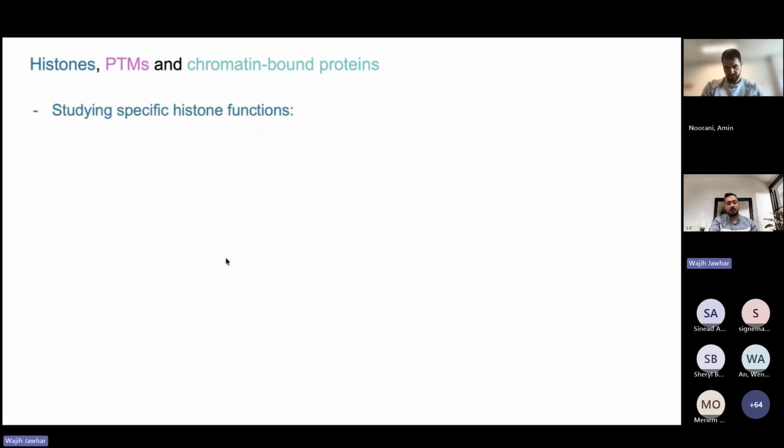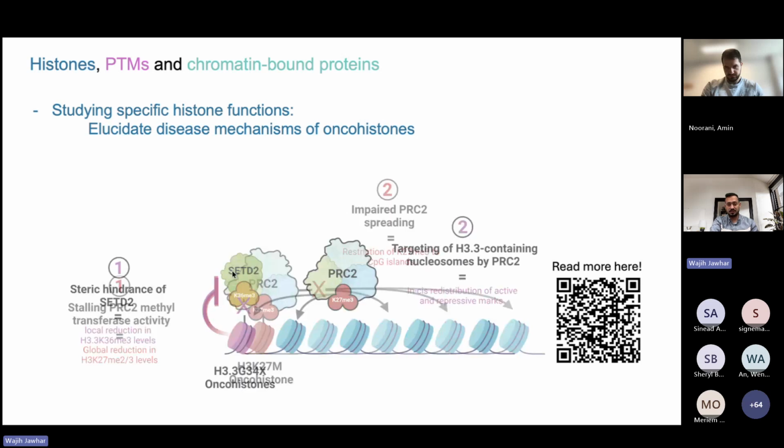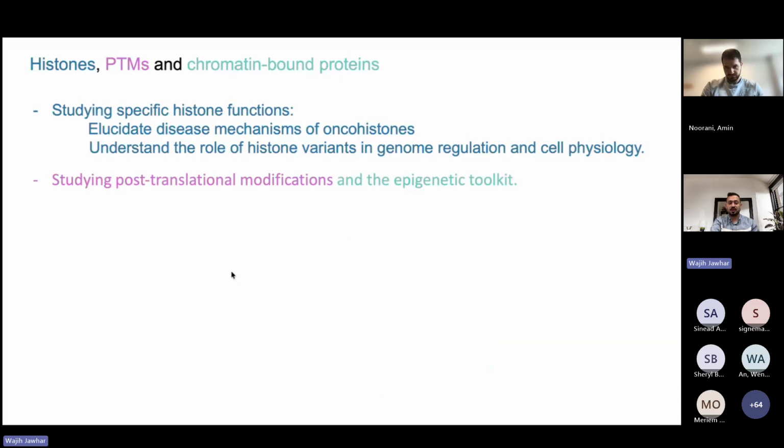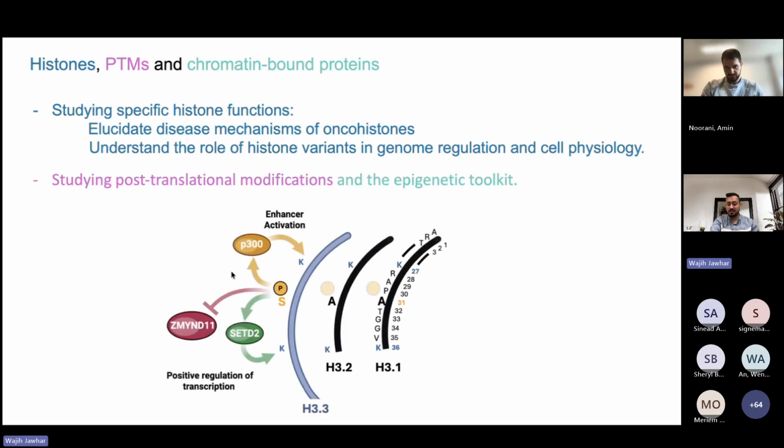And these modalities would allow us to study specific histone functions, for example, to elucidate disease mechanisms endowed by oncohistones, which are cancer-driving histone mutants, but also naturally occurring histone variants, and how they regulate gene expression, genome integrity, and cell physiology. Moreover, it allows us to understand these chemical modifications we often refer to as PTMs, and how they interact with the epigenetic repertoire of histone readers, writers, and erasers, and how they collectively influence gene expression.